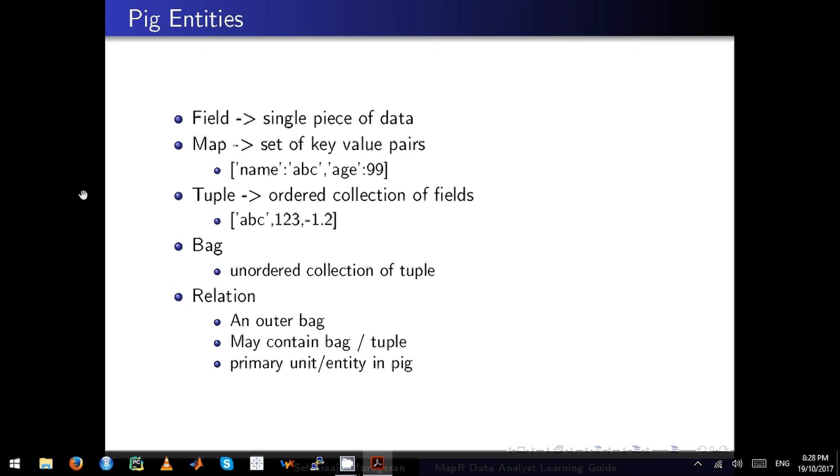A bag is an unordered collection of tuples, and a relation could be an outer bag, or it may contain a bag or a tuple. A relation is the primary unit or entity in Pig. So a relation could be regarded as a table in Hive or in your RDBMS world.